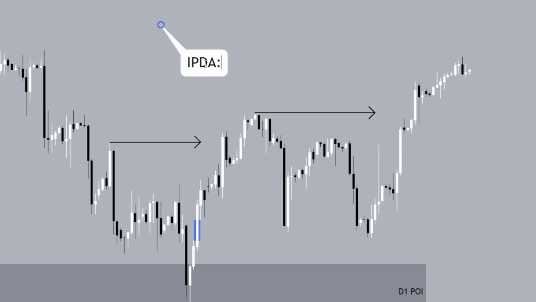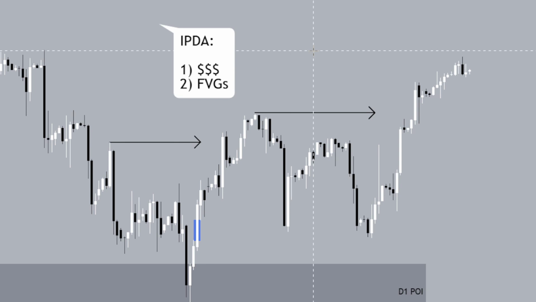IPDA moves up for two reasons, right? IPDA will look to seek liquidity and IPDA will look to rebalance fair value gaps. So these are the two driving factors to the market. So whenever you're determining a bias, you have to keep these two things in mind. Where are the liquidity pools and where are the fair value gaps? And this is what price is going to gravitate towards all the time.